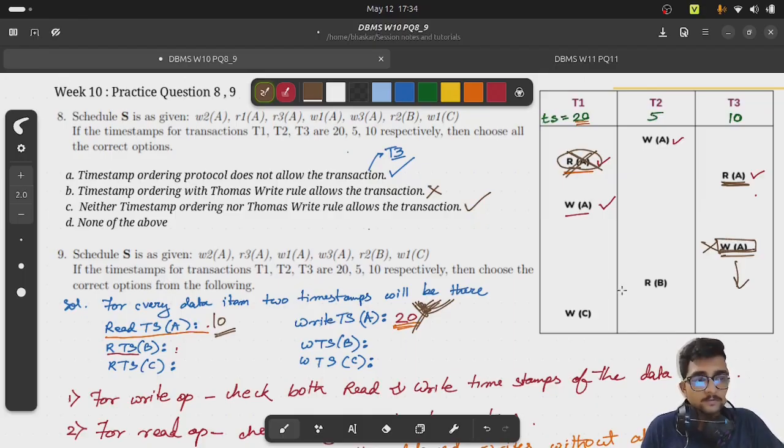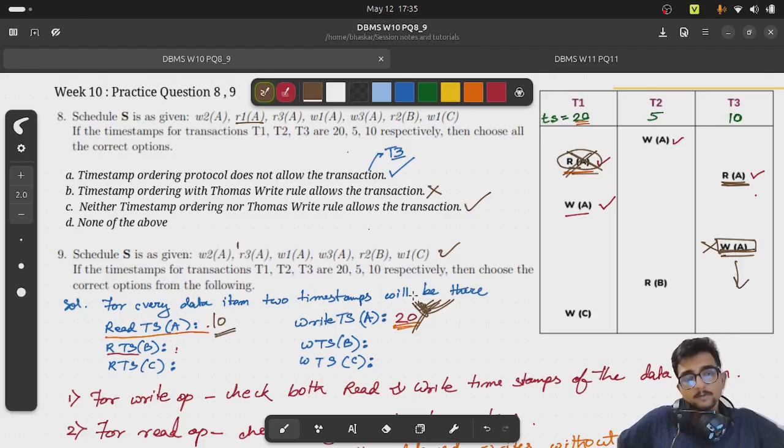So now, as you can see, this question number 9 is basically the same schedule, the only difference is this read is not there in this schedule. As you can see, this R1A is not here. So this schedule will be rejected by the timestamp ordering protocol, but it will be accepted by the timestamp ordering protocol with Thomas Write condition, right?